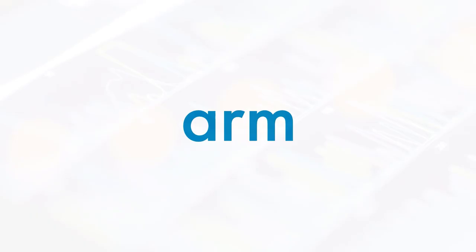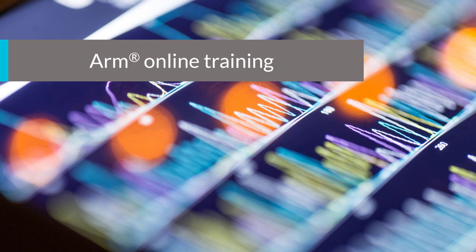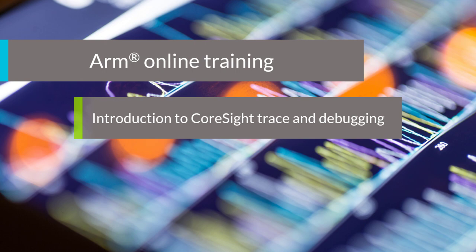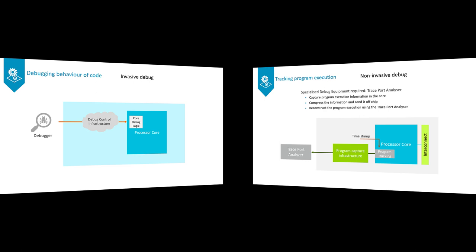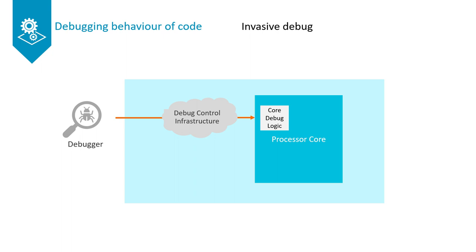This course provides you with an overview of Arm's CoreSight debug and trace capability. We begin with a refresher on the fundamentals of debug and trace. We look at Arm's invasive and non-invasive debug capabilities. We look at how you can utilize Arm's built-in invasive debug capability to take a detailed look at how your software is interacting with the processor by halting it.